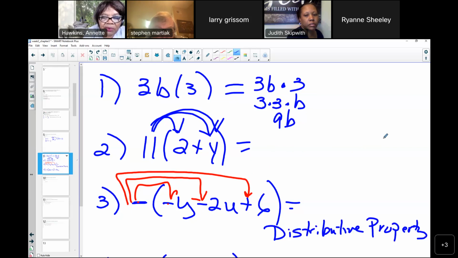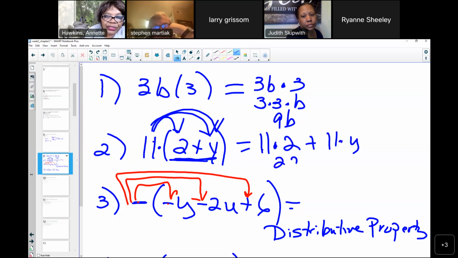The distributive property comes from distribute. I'm going to distribute this 11 to everything in this parenthesis through multiplication. Why multiplication? Because when this number is in front of this parenthesis, it means to multiply. So this is 11 times 2, 11 times 2 plus 11 times y. 11 times 2 is 22, and 11 times y is just 11y. That's all I can do.